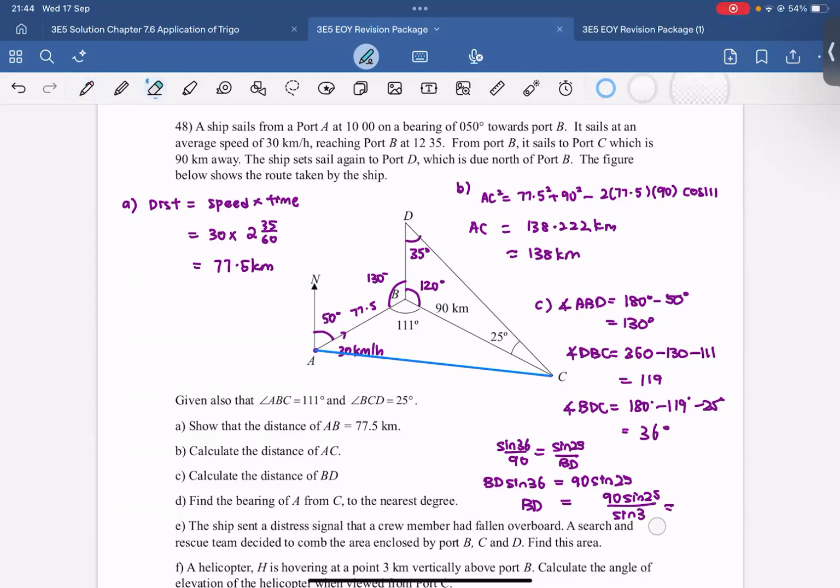This is 36. 90 sine 25 divided by sine 36. 64.710, approximately 64.7 km.